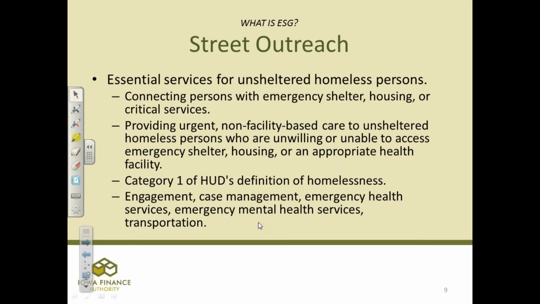Okay, let's back up a little bit. I guess I touched on some of the details with each one of these, but to review, street outreach, again, that's for unsheltered homeless persons. Providing urgent, non-facility-based care to unsheltered persons. It's based on Category 1 of HUD's definition of homelessness. And for those that are familiar, and certainly if you get an ESG grant, you're going to want to become familiar, HUD has 4 categories in their definition of homelessness. This is about Category 1, literally homeless or unsheltered.